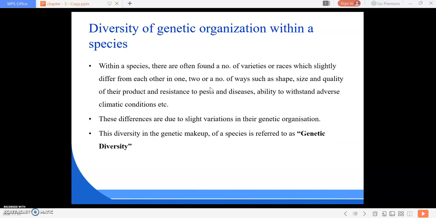Next is the diversity of genetic organization within a species. Within a species, a number of varieties, races or strains are often found which slightly differ from each other in one, two or a number of characters such as shape, size, quality of their product, resistance to insects, pests and disease, and ability to withstand adverse environmental conditions. These differences are due to slight variations in their genetic organization. This diversity in the genetic makeup of a species is referred to as genetic diversity. A species with a large number of races, strains or varieties is considered rich and diverse in its genetic organization.